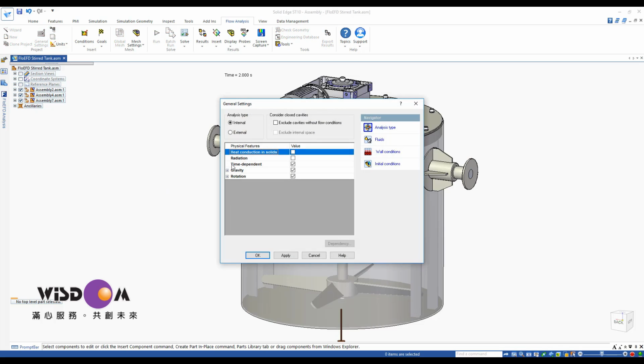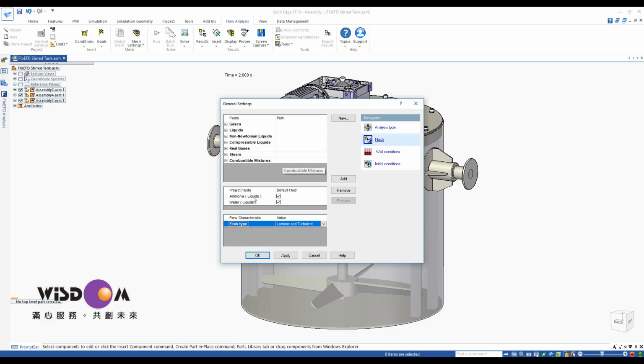So first of all, let's go over to our flow analysis tab and have a look at some of the general settings. We can see straight away this is going to be a time dependent, or transient, analysis, so we're going to be simulating over 2 seconds of transient. We've got gravitational effects turned on. We also have rotation with the sliding mesh turned on, so we're going to be using the moving mesh capability of FloEFD. If we look at the fluids, we can see that we're mixing water and ammonia together.